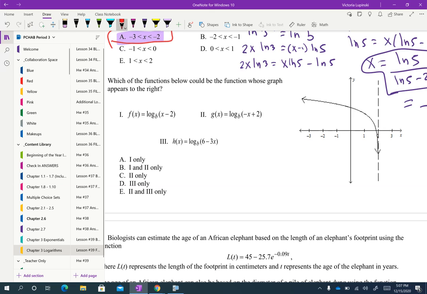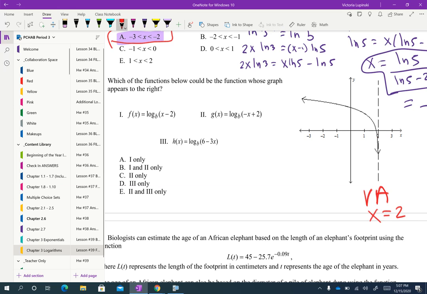So of these 3 choices, which could potentially be the graph to the right? Taking a look, we see that there's a vertical asymptote at x equals 2. And the fact that it is facing to the left, to the left of the vertical asymptote, means that the domain has to be less than 2. It means that potentially there was a reflection over the y-axis because the log normally points to the right. So lots of different things to go in with.